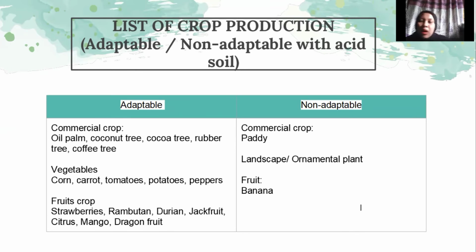For non-adaptable, for commercial crop we have paddy field. Second is landscape or ornamental plant. Lastly is banana fruit. So I pass to the next speaker.